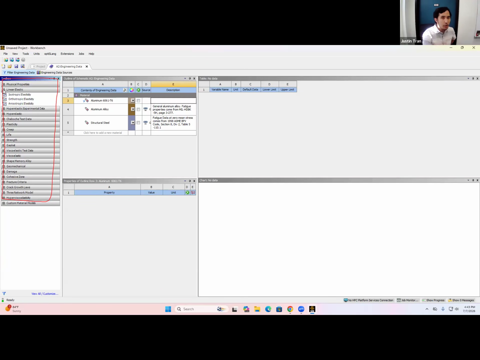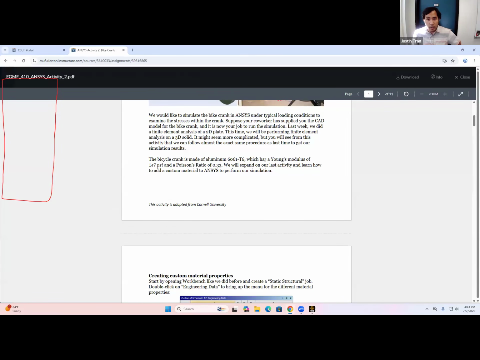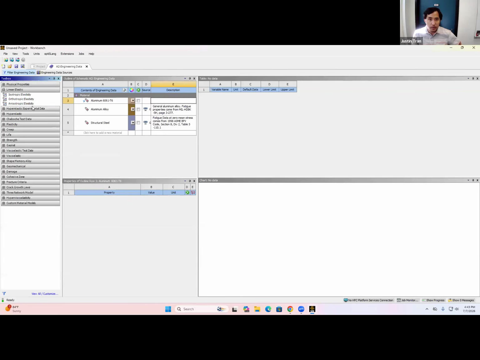But for our purposes here, we only need to add the isotropic elastic material properties because that's all we're given. And so we're only given the Young's modulus and Poisson's ratio. And so the fact that we're only given these two means that we have to assign this as a linear isotropic material. Okay, so let's do that within ANSYS itself. Let's go back to Workbench. Okay. And so to assign the isotropic linear elastic materials, you're going to click and drag isotropic elasticity. Okay. And you're going to click and drag that onto our new material here, the aluminum 6061 T6.